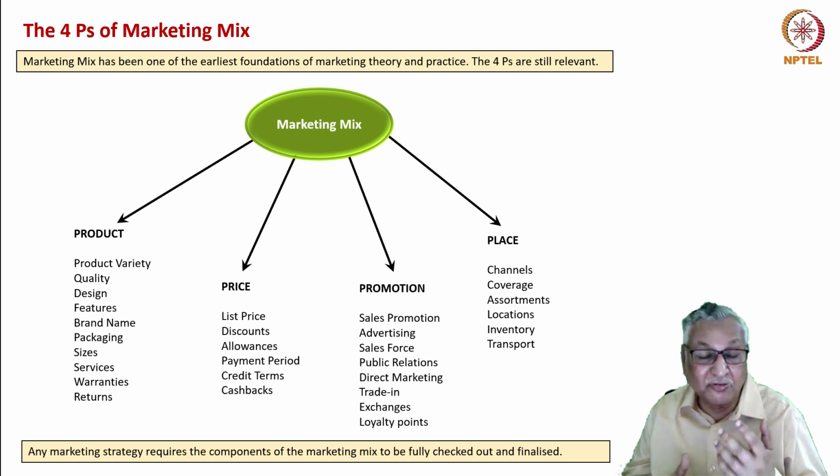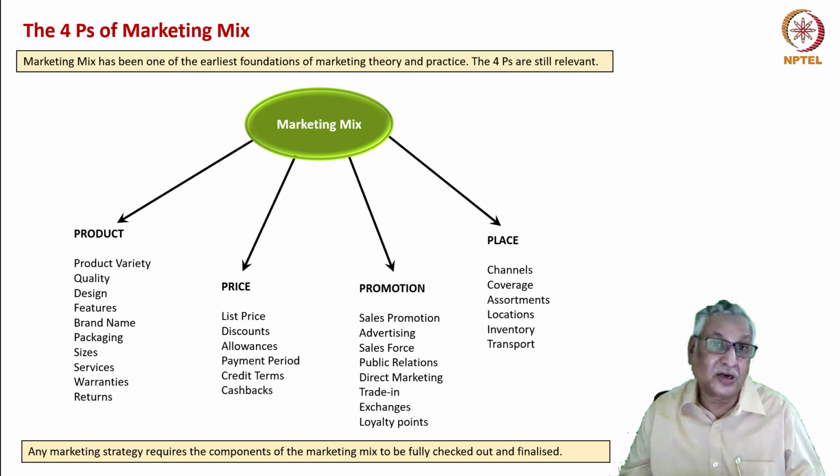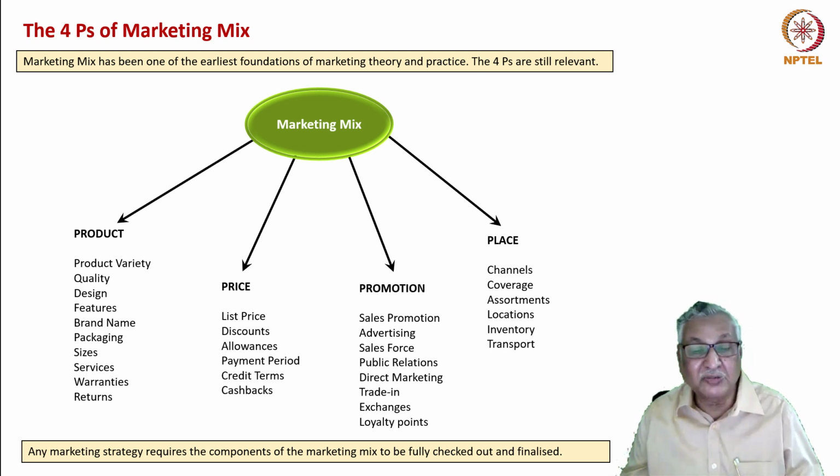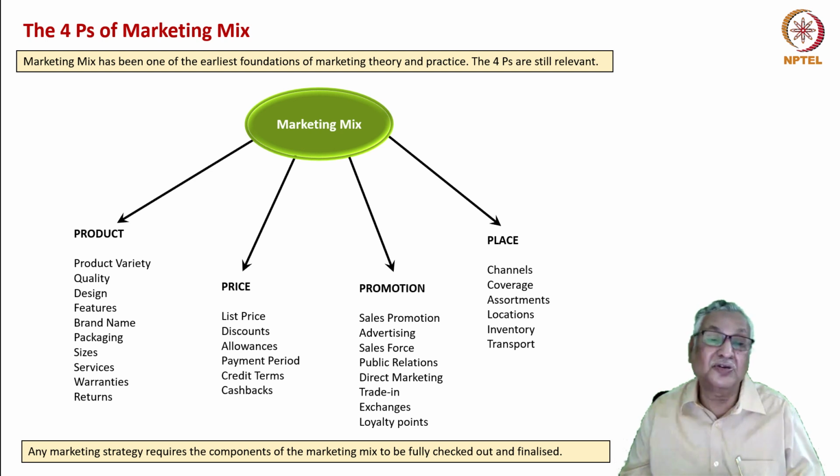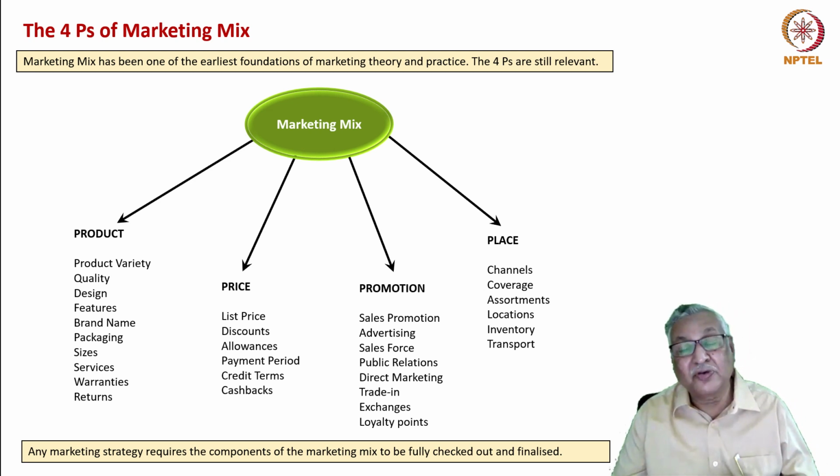Then you have the price. Price itself is not one singular factor. There is a list price or MRP. There are discounts. There are allowances. There is a payment period that is provided. There are credits that are provided. There are cashbacks and exchange values, trade-in values that are provided. Therefore, the net price can be modified depending upon the various parameters that are offered by the manufacturers as part of the marketing action.